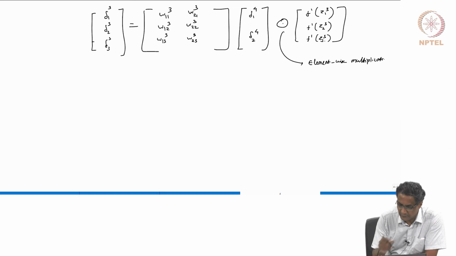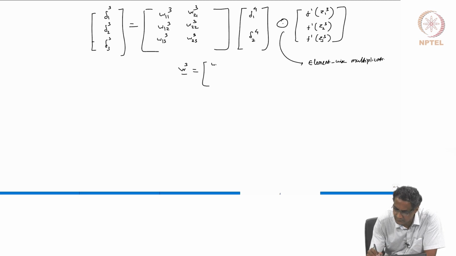Then, see the standard notation for a weight matrix. Let's say I call this W3, in that layer. We are looking at the third layer, L equal to 3. So the standard notation would have been like W 1 1 3, W 1 2 3, W 1 3 3. This is how you would write it in a standard form. W 2 1 3, W 2 2 3. Wait a minute.